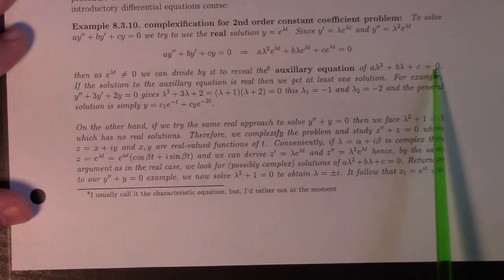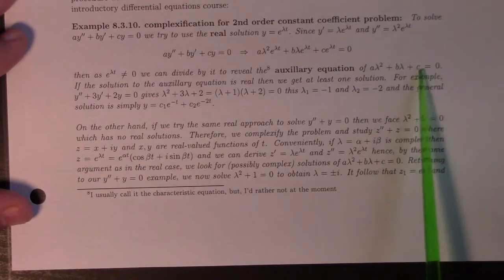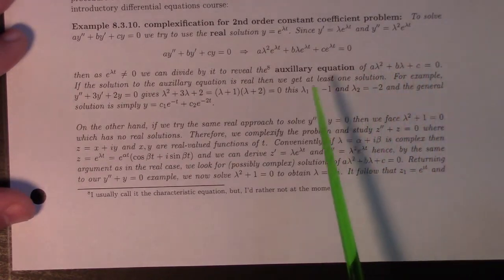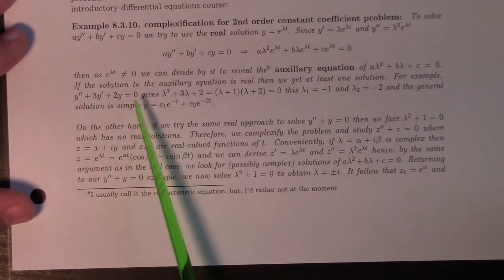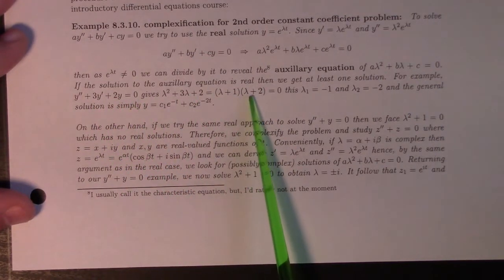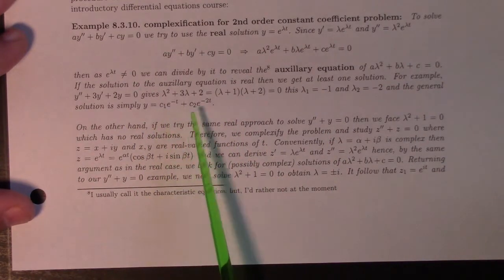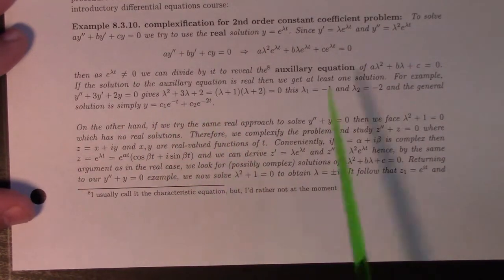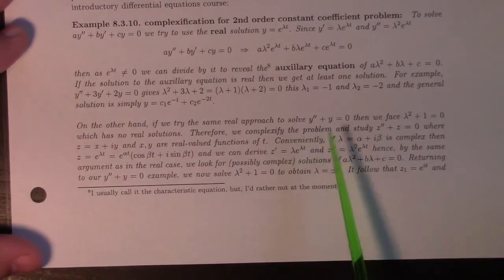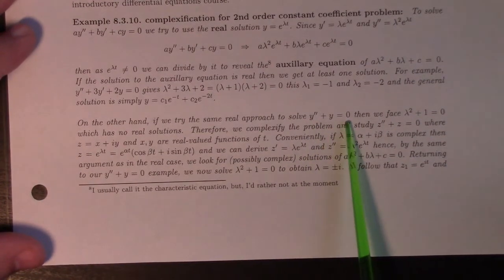But a, b, and c are real numbers, so the solutions don't have to be real. It could have real solutions, but it might not. If it does have real solutions, you're done. For example, this one gets real solutions, lambda equals -1 and lambda equals -2, and that gives us the general solution c1 e to the minus t plus c2 e to the minus 2t. But it's not always the case that we get real solutions to the auxiliary equation. We could have y double prime plus y equals 0.